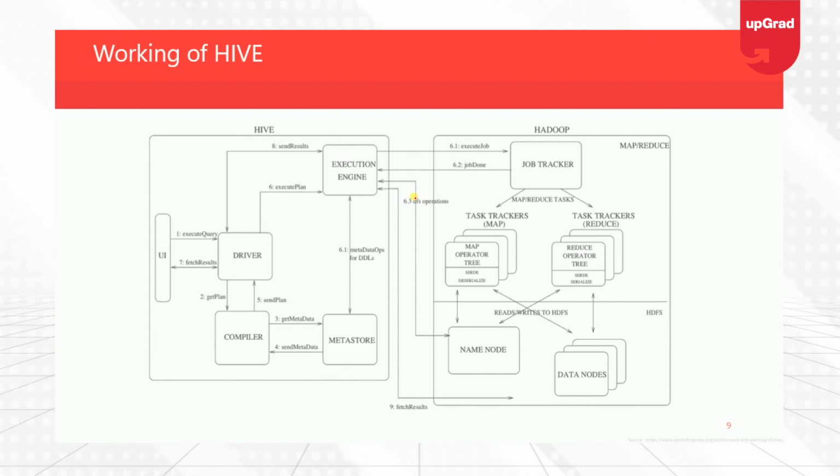The execution engine then sends these stages of DAG to appropriate components. For each task, either mapper or reducer, the deserializer associated with the table or intermediate output is used in order to read rows from the HDFS files. Once the output gets generated, it is then written to an HDFS temporary file through the serializer. These temporary HDFS files are then used to provide data to the subsequent MapReduce stages of the plan as per the directed acyclic graph.